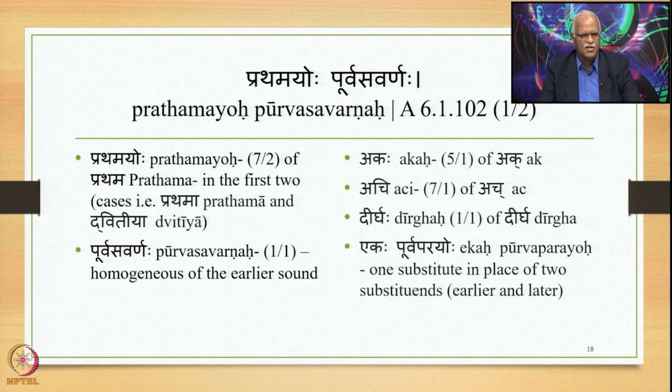So prathamayoho is 7/2 of prathama, meaning in the first two cases, that is in the prathama and the dvitiya cases. Purva savarnaha is 1/1, which means homogeneous sound of the earlier sound. Words continued are akaha 5/1 of ak, achi 7/1 of ach, dirghaha 1/1 of dirgha, and of course ekah purva parayoho, which means one substitute in place of two substituents earlier and latter.